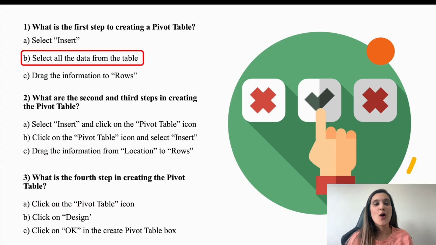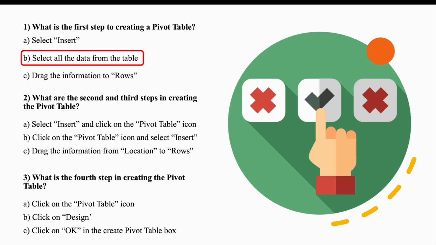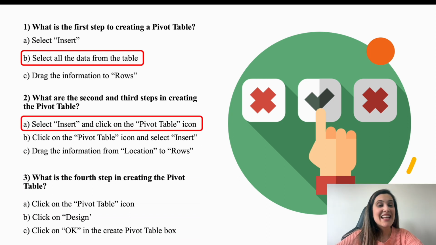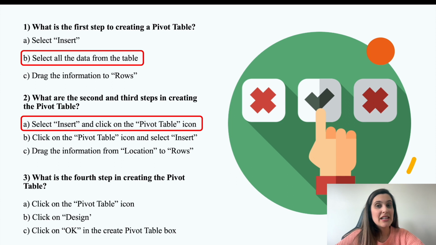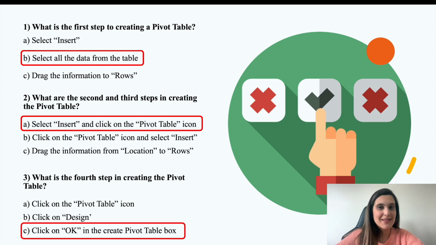The first step is select all the data from the table. And what is the second and third steps in creating a pivot table? Think about it. Select Insert and click on the pivot table icon. This is our second and third step. And what is the fourth step in creating a pivot table? Click on OK in the Create Pivot Table box. Remember, we don't need to change anything in this phase.